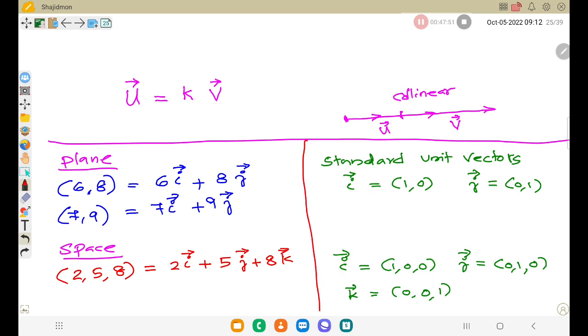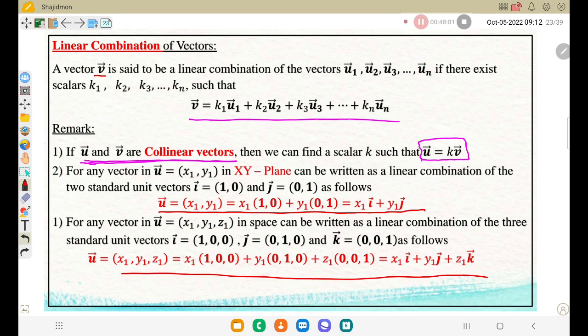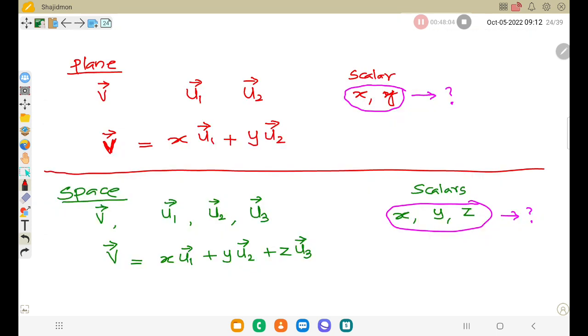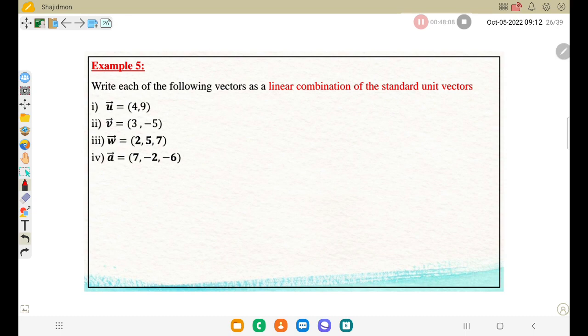Okay, so I hope you understood that one. So this is the idea mentioned here: how to write a vector in the plane as a linear combination of standard unit vectors in the plane, and standard unit vectors in space. Okay, I hope you understood these definitions. Now we will do some examples here.